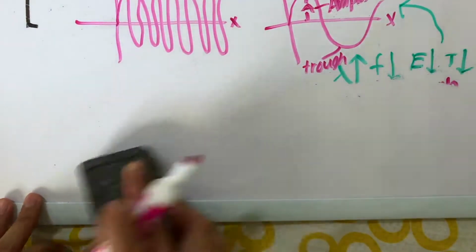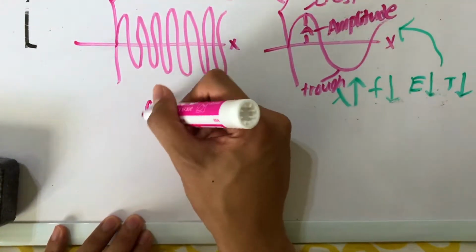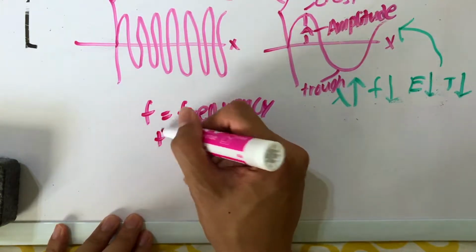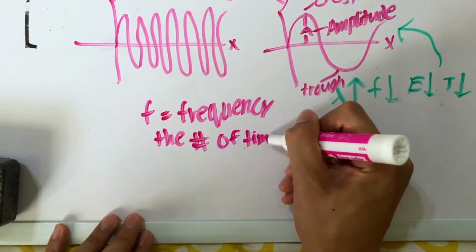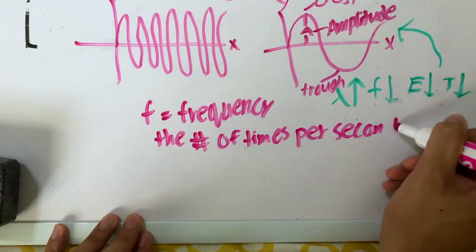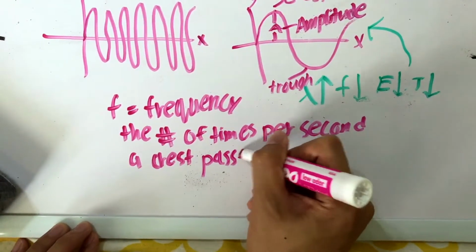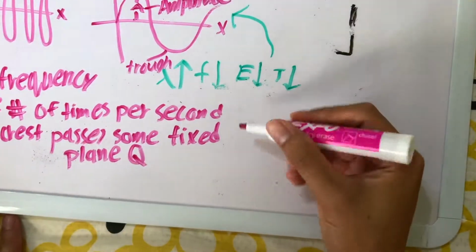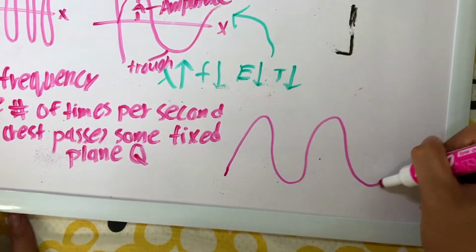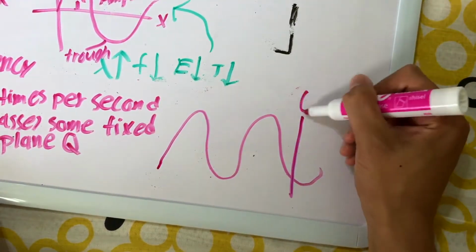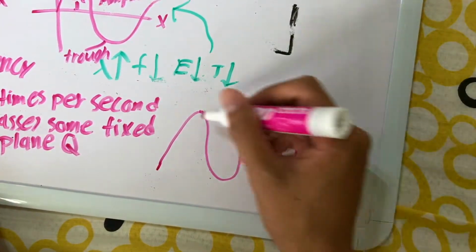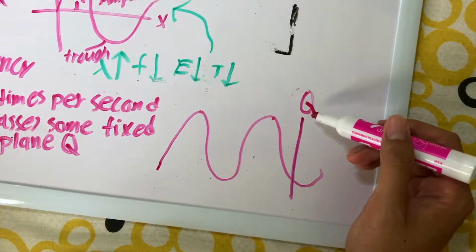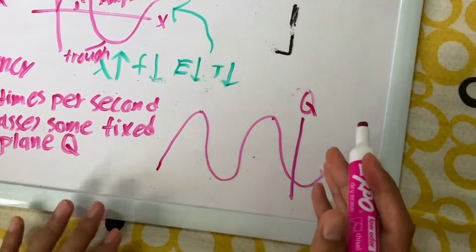Now we're going to formally define frequency, and the way I like to define it is: frequency f is the number of times per second in which a crest passes some fixed plane Q. By this definition, if we draw a wave like this and that plane Q is right here, we see there are two peaks, and if both of them pass through Q, then we would get a certain frequency. If many peaks pass through the plane Q, then the frequency will be higher. So this plane Q is defining our frequency.